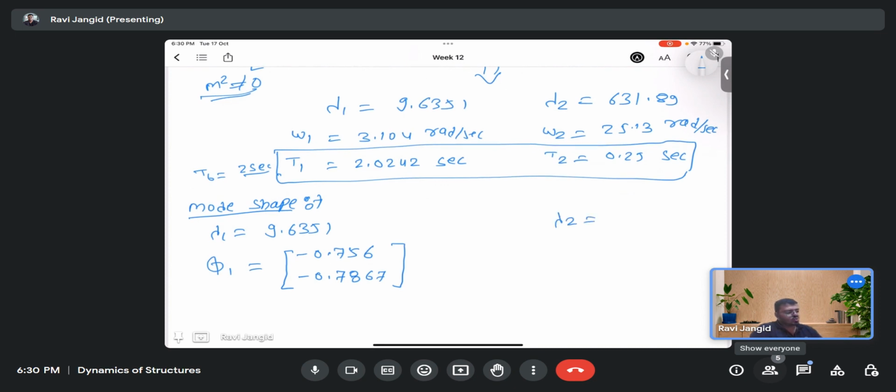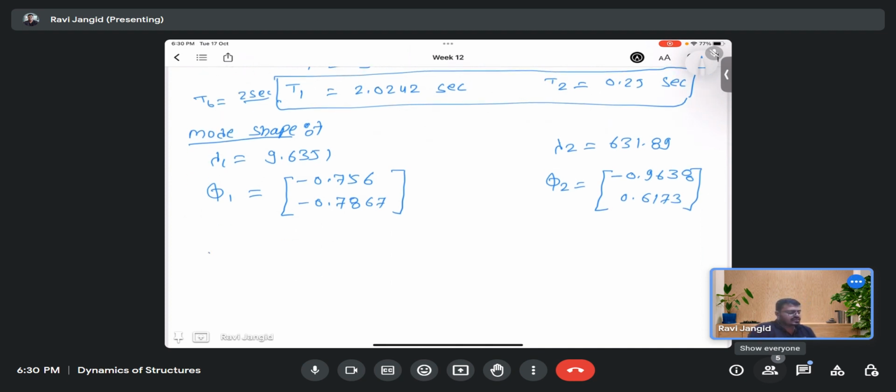And lambda 2 was 631.89. So your mode shape phi 2 was minus 0.9638, and that is 0.6173. So if I normalize it corresponding to degree of freedom 1, how much did I get? That would be the 1, and that would become 1.041.